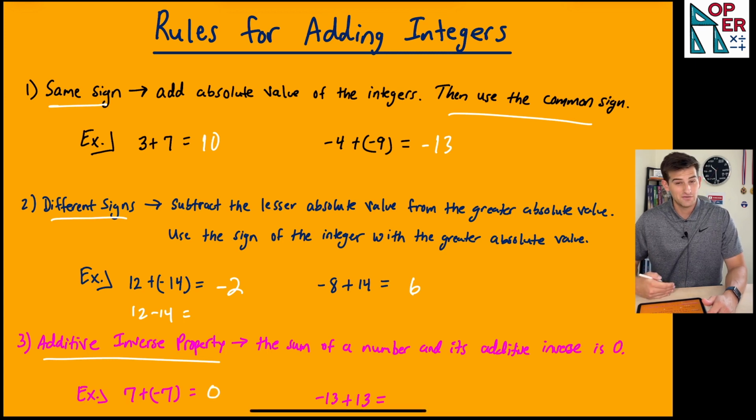The opposite of -13 would be +13. So when we add those together, we get 0. Okay, so those are just a couple of rules for adding integers.